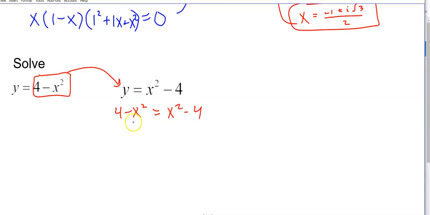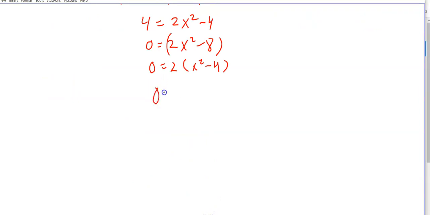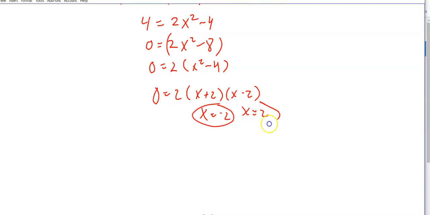Let's see if this works. So I'm going to add x squared to both sides. 4 equals 2x squared minus 4. So I could set this equal to 0. I'm going to try to factor this. I really prefer to set it equal to 0 and factor. It's a more powerful way to solve. And see if that does factor. I'm going to take out a 2 because I know a 2 will come out as a GCF. So x squared minus 4. Oh, I like that. Actually, it's pretty nice. So I get 0 equals 2 times x plus 2, x minus 2. So we get solutions of x equals -2 and x equals +2.